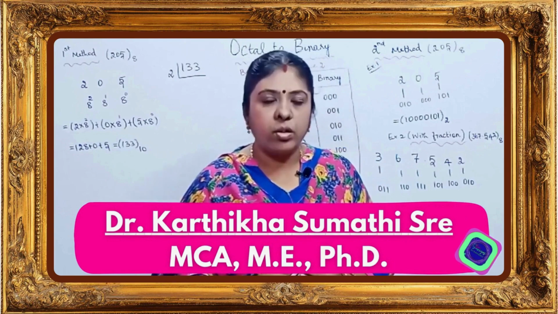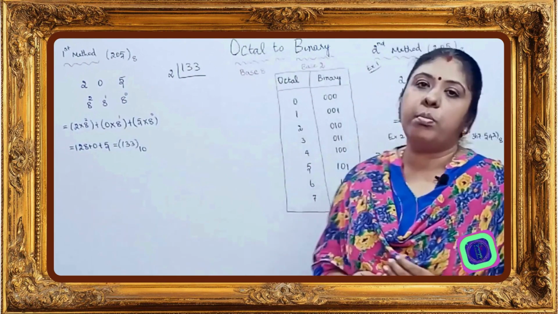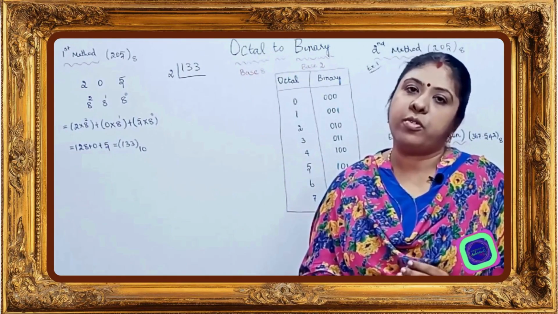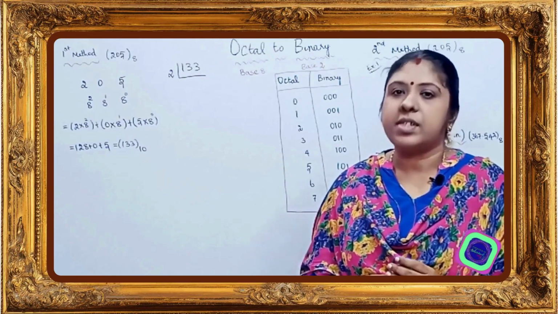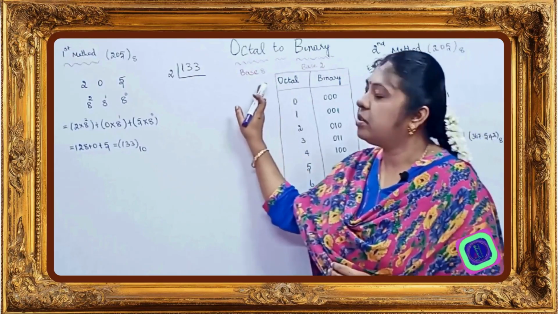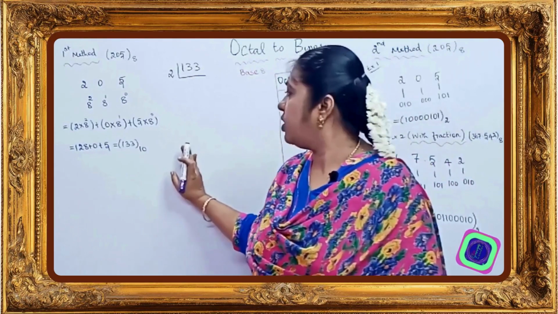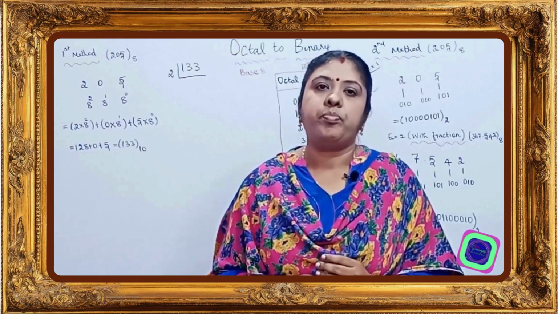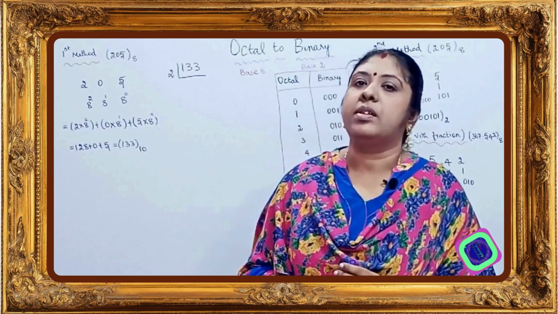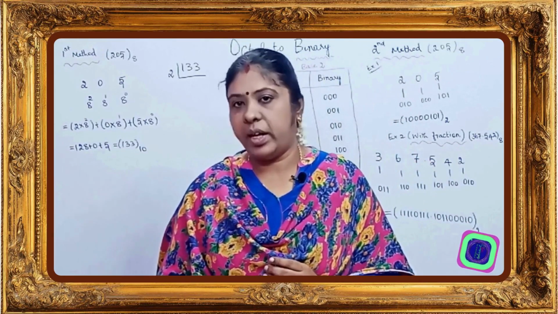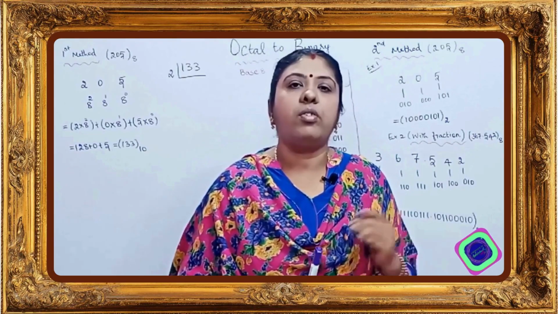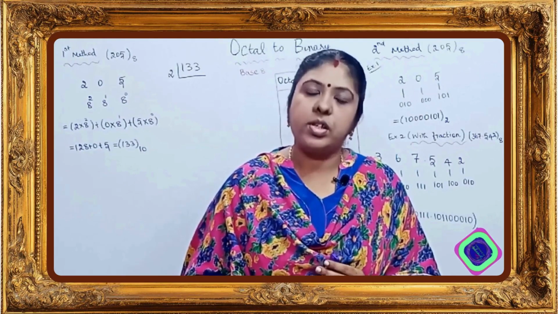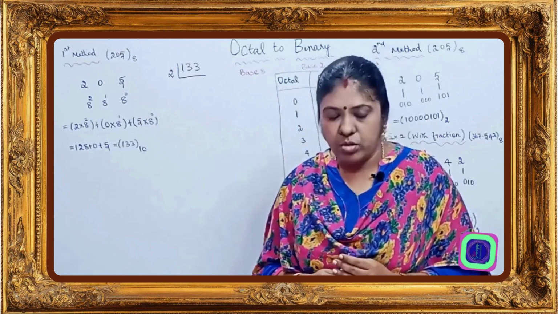In today's video, we are going to discuss octal to binary conversion. Here we are going to discuss two methods. The first method consists of converting the octal to the decimal number system, and after converting to the decimal number system, we have to convert it into the binary number system. The second method, a very simple method, consists of direct substitution of the binary value. Each octal digit has an equivalent binary value. We can substitute those values. So in today's video, we are going to discuss these two methods.